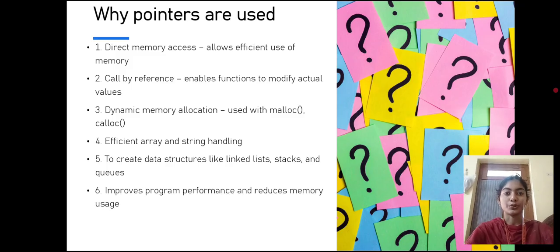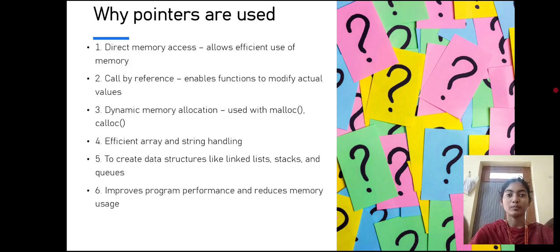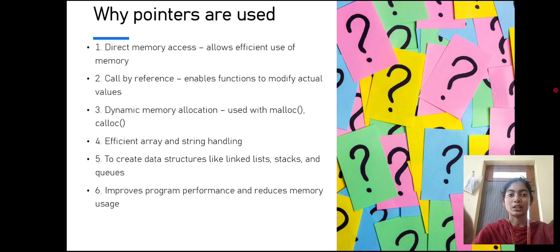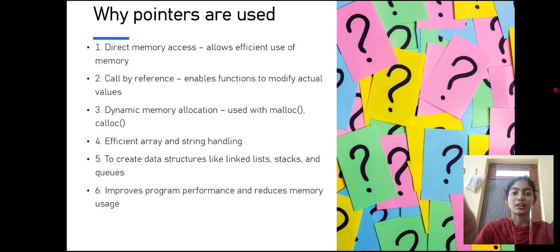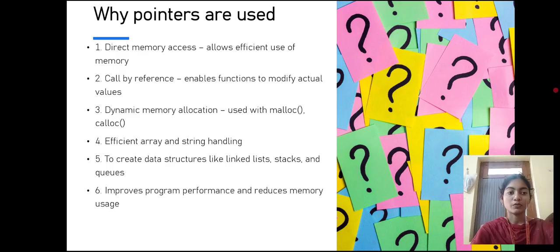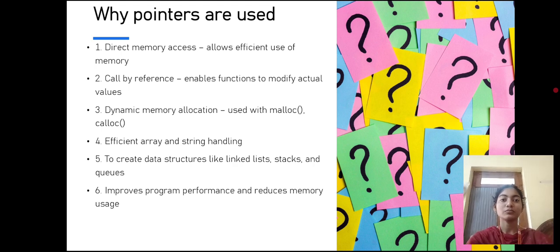Why are pointers used? First point, direct memory access allows efficient use of memory. Second point, call by reference enables functions to modify the actual values. Dynamic memory allocation is used with malloc or calloc. Efficient array and string handling to create data structures like linked lists, stacks, and queues. Improves program performance and reduces memory use. These are some points why we use pointers.